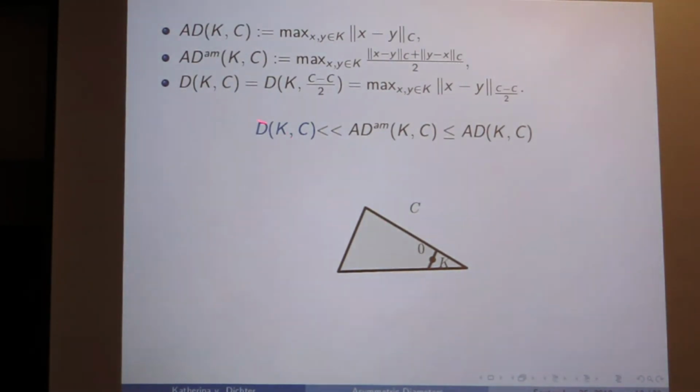That's the problem about the diameter and the center. So we must fix the center, otherwise we can get bad examples when it tends to 0.